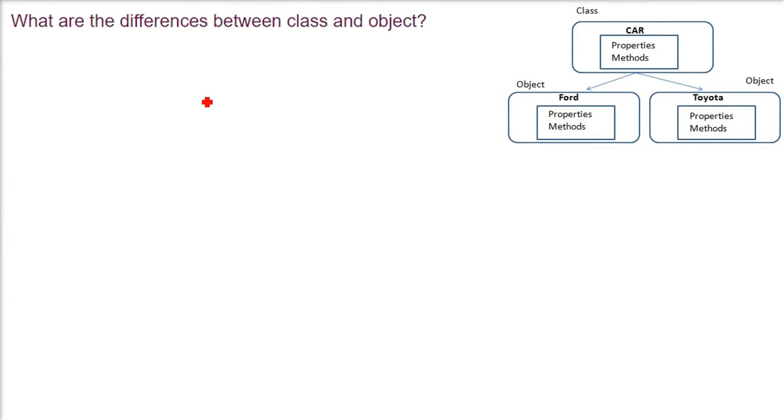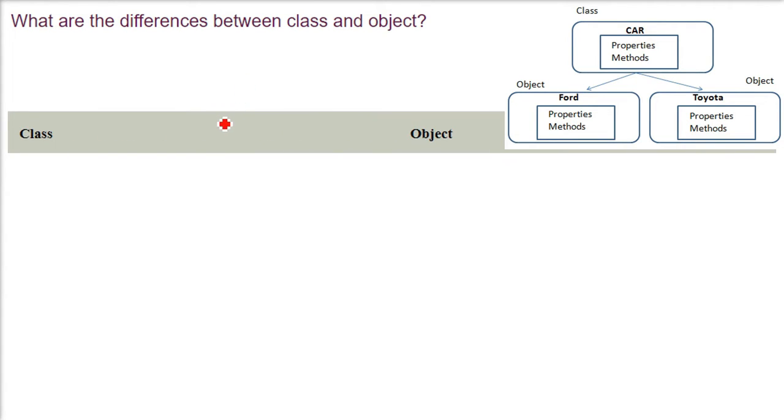What are the differences between class and object? A class is a template, a blueprint to make an object. A class is just a blueprint. So when you make a class, it doesn't take any memory at runtime. For example, I'm making a class car.